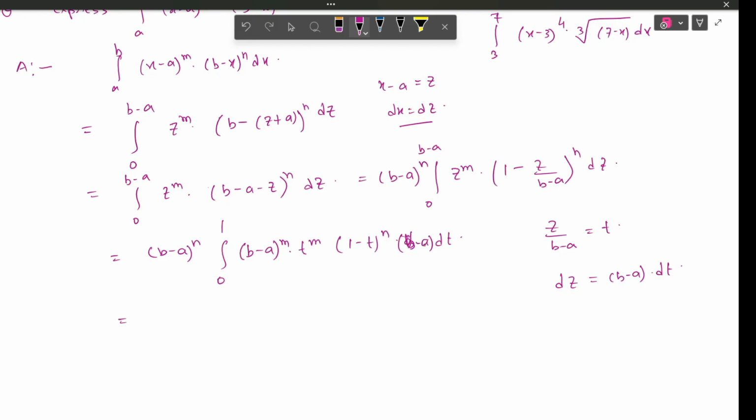Okay. Now b minus a to the power n and b minus a to the power m. So the base is the same, all of the powers will be added up. So b minus a to the power m plus n plus 1, integration 0 to 1 t to the power m into 1 minus t to the power n dt.